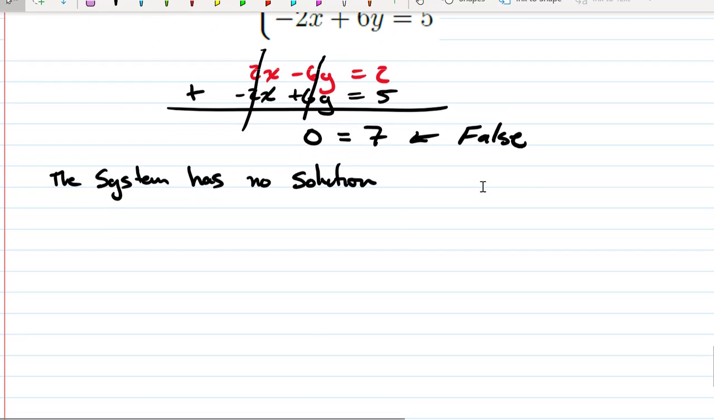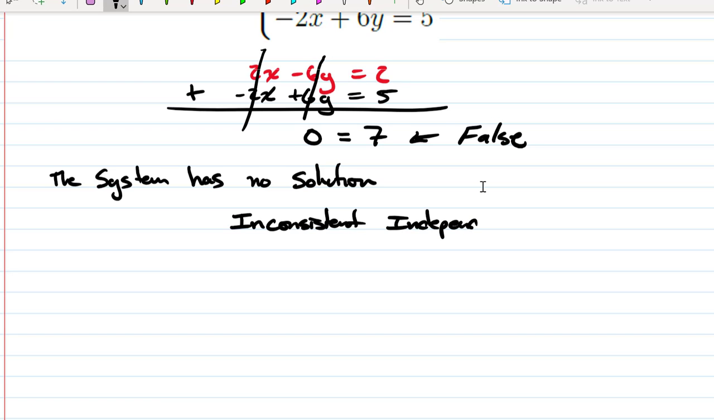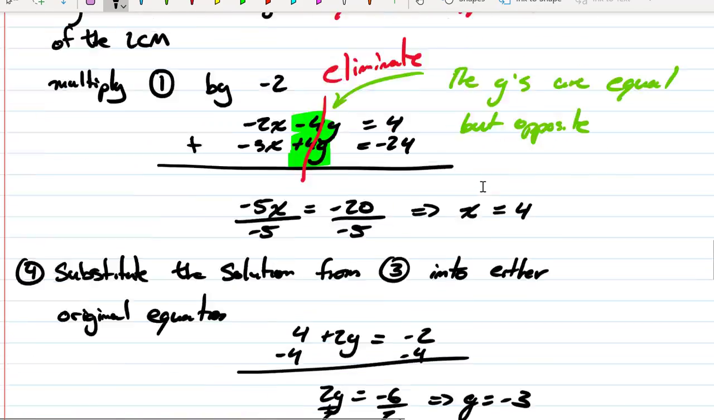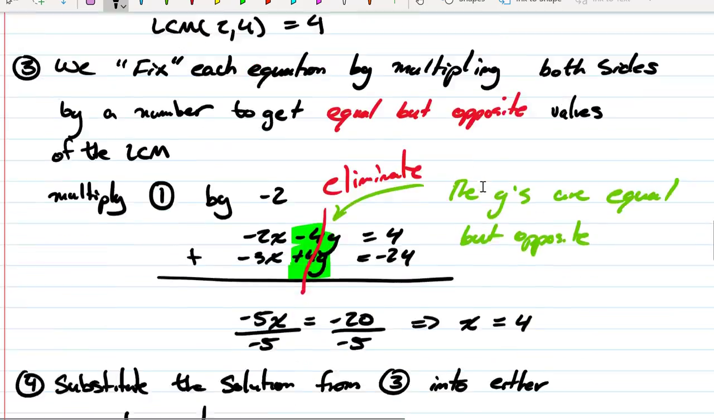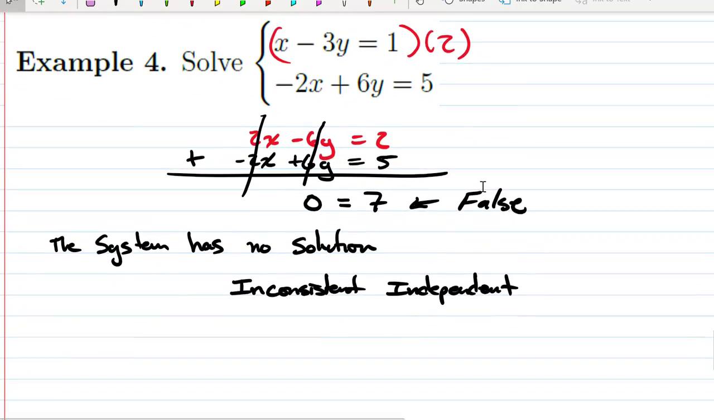And if we think back to the very beginning, this was our case when we were inconsistent, independent. If we go back to the very beginning, that would tell us then inconsistent independent means these two lines are actually parallel. So if we were to graph x minus 3y equals 1 and negative 2x plus 6y equals 5, we would find out that the two lines are parallel.